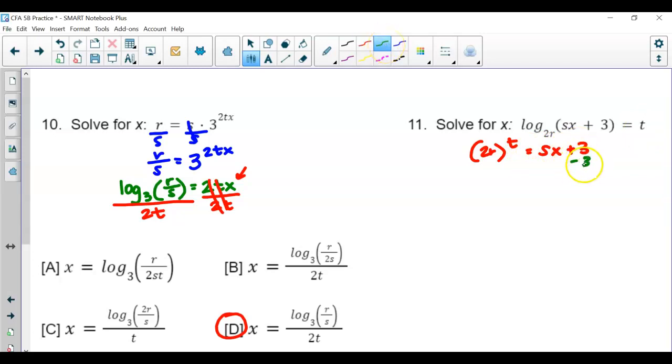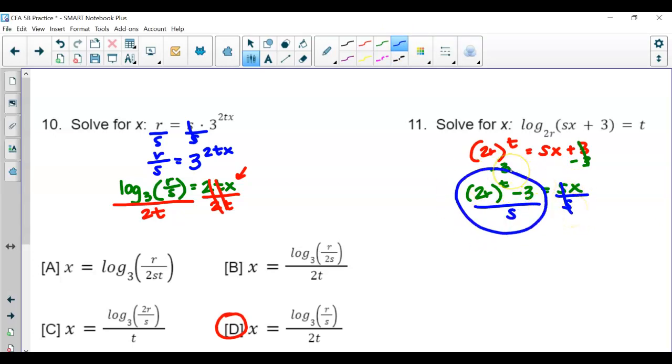Now I'm going to follow my 2 steps, so I'm going to subtract 3 here. So now I've got 2r raised to the t power minus 3 is equal to s times x. We are still multiplying x by s, so now divide by s. And here, x is equal to this new function here.